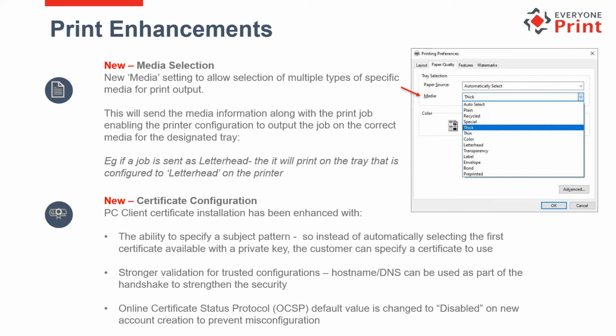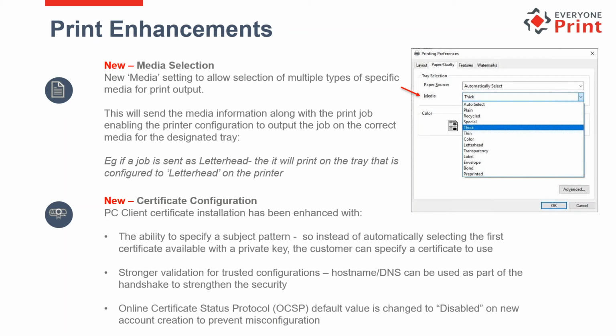Next area is around media selection. So this is new from HCP 3.4. We've added a media selection option so that we can select multiple types of specific media for print output. So this information is sent along with the print job, and then when it's delivered to the printer, it's in the metadata. So for instance, if a job is set to center's letterhead and you've configured a tray on the MFP or printer that is loaded with letterhead and is configured to letterhead, the job will be automatically routed to that tray.